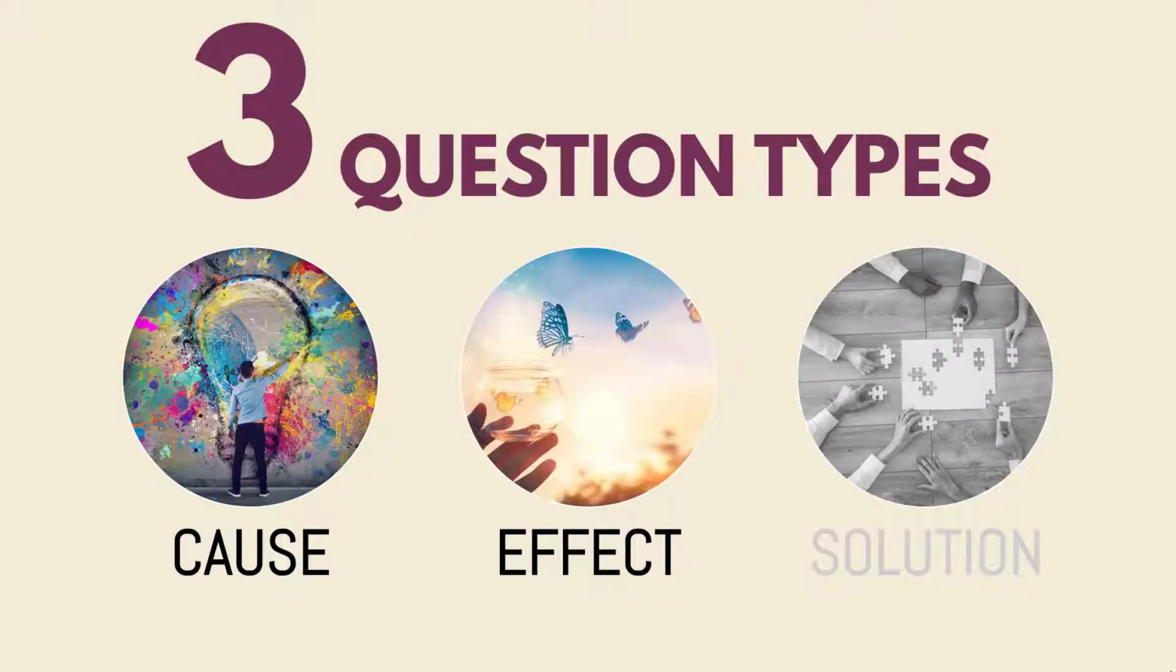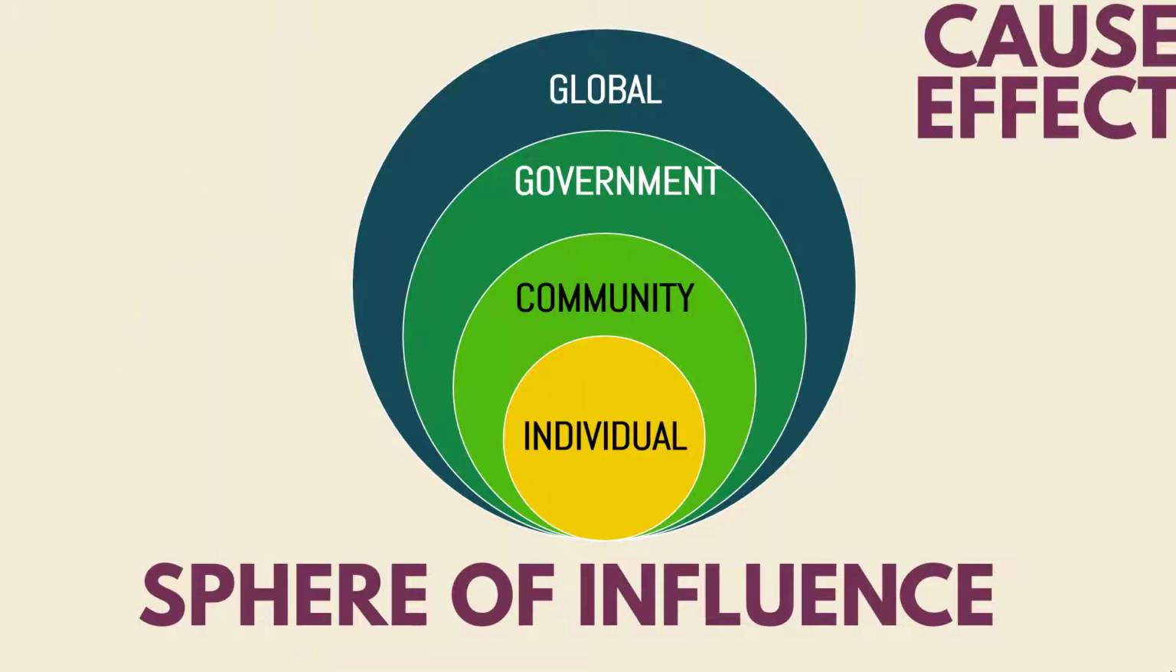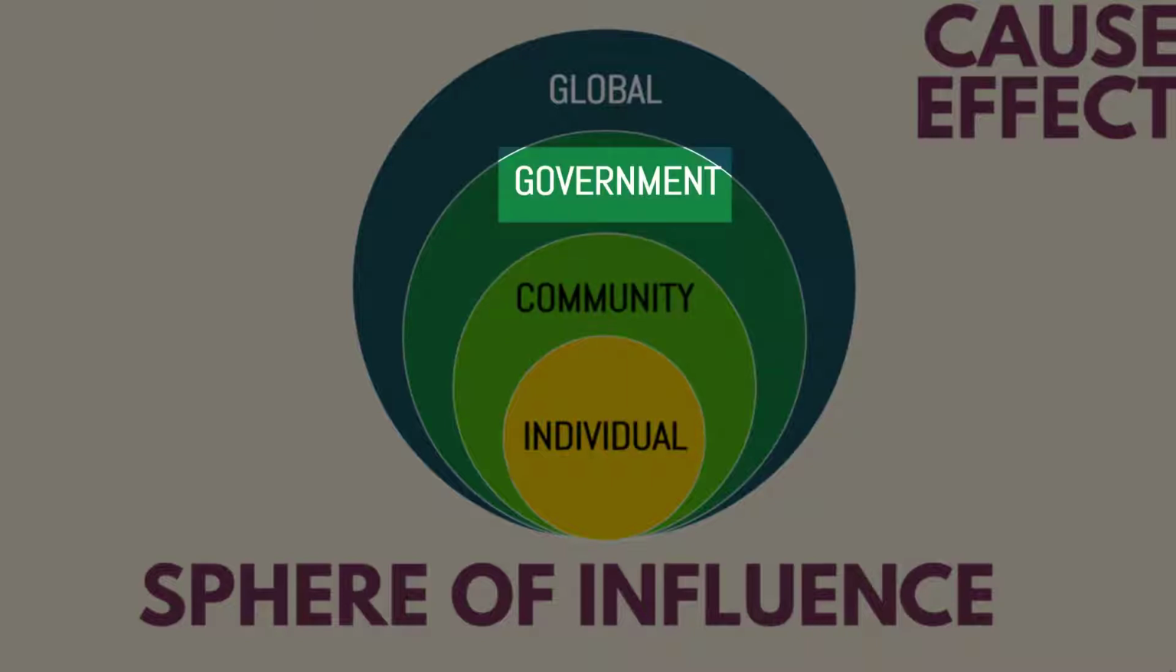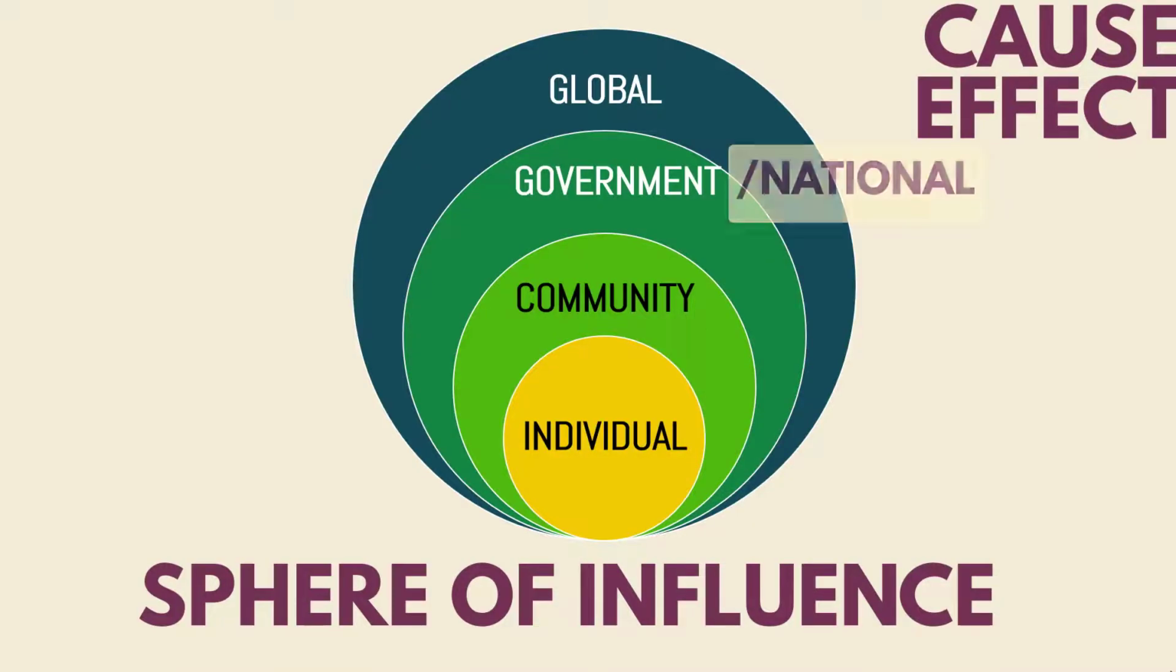And following that, we move on to the effect, where we talk about the impacts of a certain solution. Next, we come to what are the cause effects that we can talk about. For cause effect, we usually use the sphere of influence. We talk about individual, which relates to community, followed by government, followed by global. Government sometimes revolves around national, so that way government and national sometimes seem to coincide.